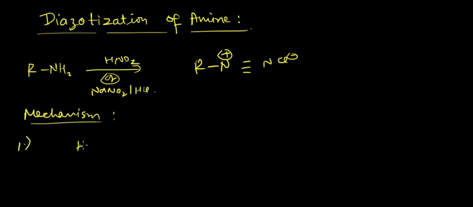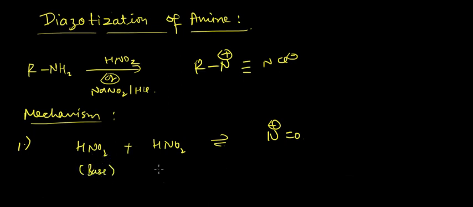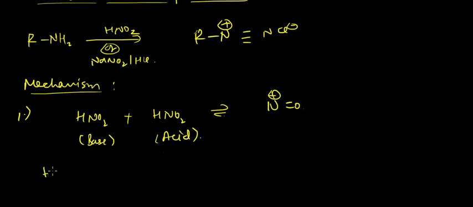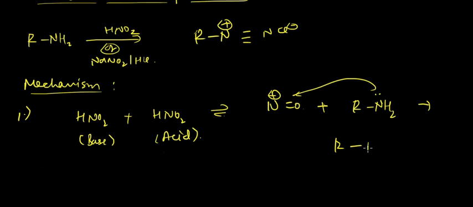What actually happens is we have 2 HNO2 present in the mixture, so it will have something like N plus O. Obviously you can have this as base and this as acid. So from the HNO2, which acts as a base, NO plus would be formed. This NO plus would then be acted upon by RNH2, which will donate its lone pair to the nitrogen atom, and hence we will have something like this.